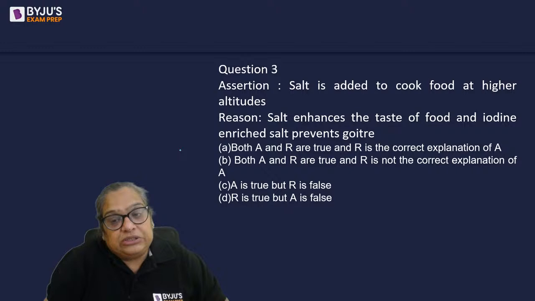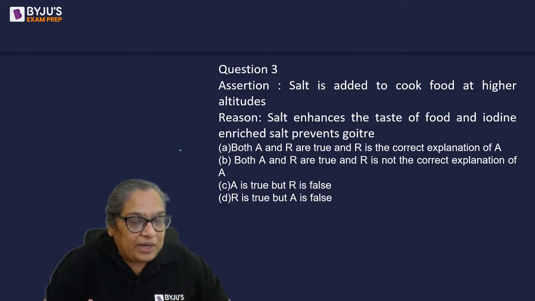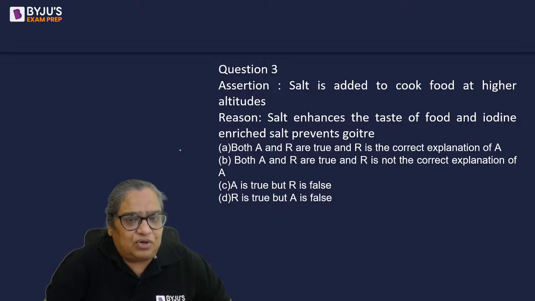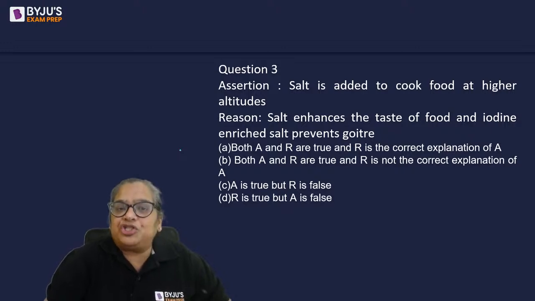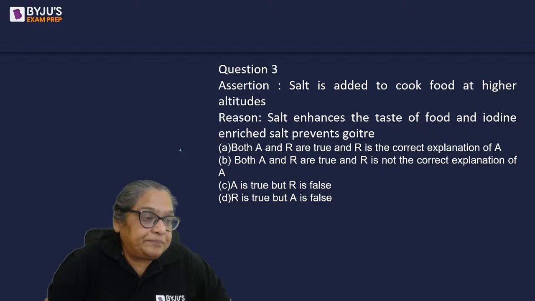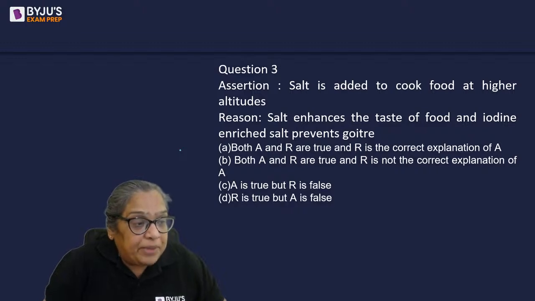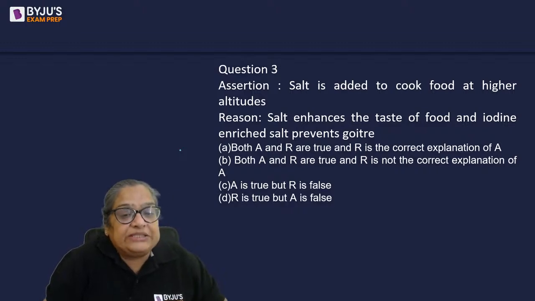Salt is added because it enhances the taste of food. Is salt added? Number one. Second, if it is added, is it added because it enhances the taste of food and because iodine enriched salt prevents goiter? Is goiter more common at higher altitudes? What is the answer? Give me the question number. All right, put 3 and give me your answer.